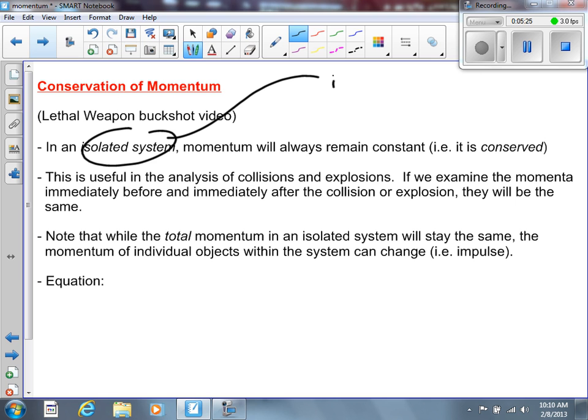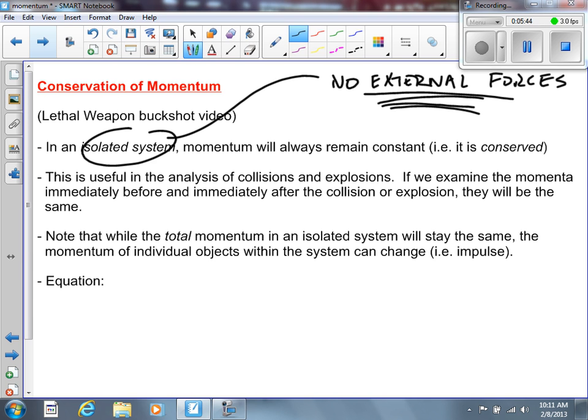So basically what we want is no external forces acting here, which gives us no energy coming in or out. And of course, it stands to reason that if you want to use the law of conservation of momentum, you're not going to have any mass coming in or out of the system either.